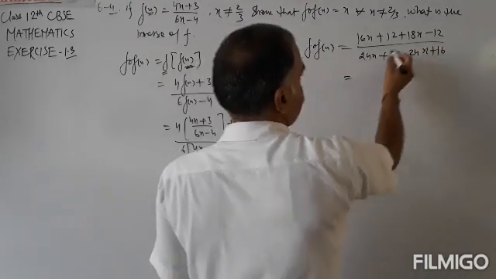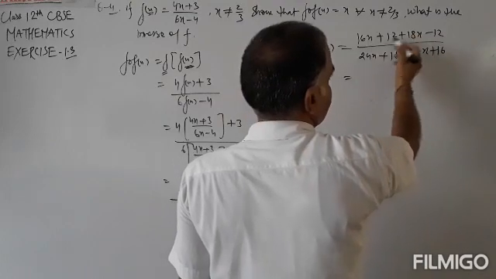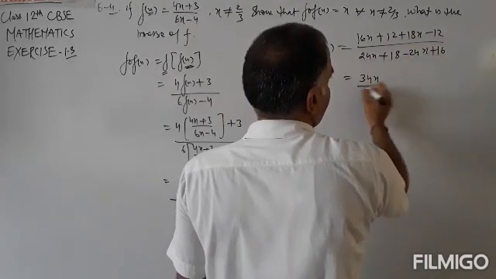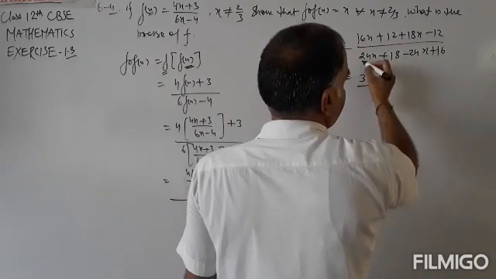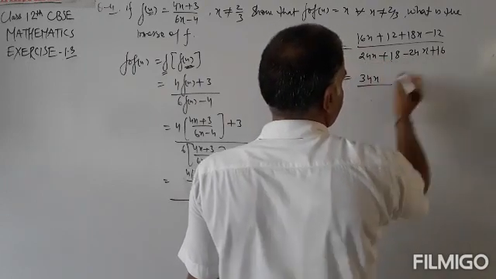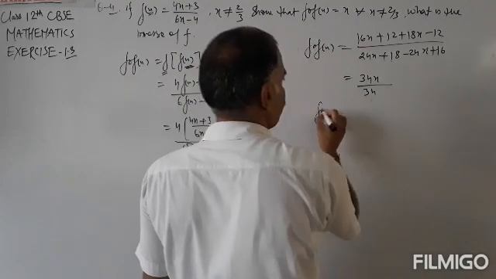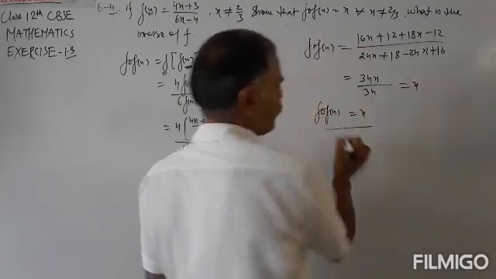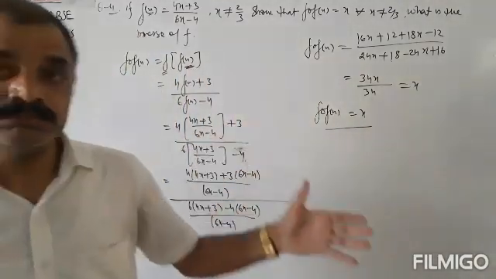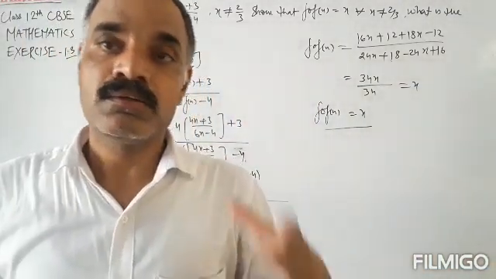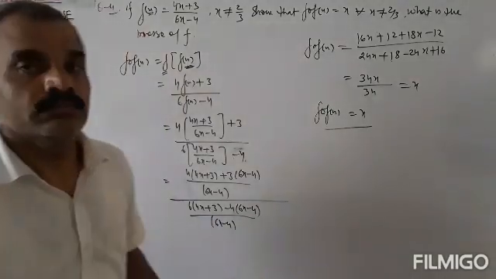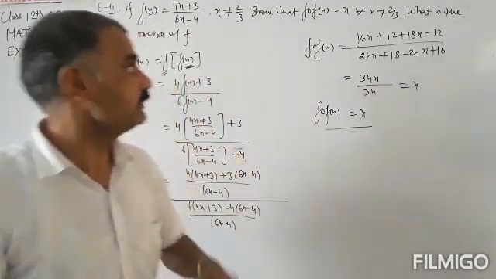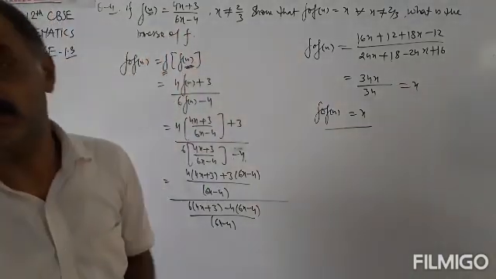So this equals, 12 cancels 12, 16 plus 18 is 34x upon 34, 24x cancels 24x, 18 plus 16 is 34. So f of f of x equals x. This is the first part of question number 4. Now the second part is: what is the inverse of f?